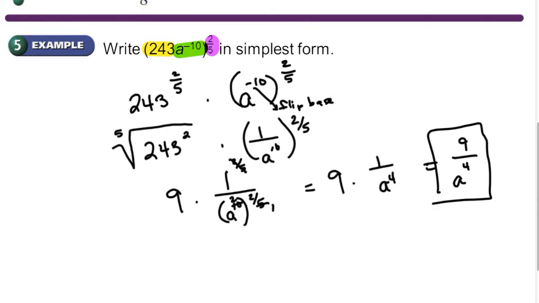Hopefully I didn't lose you, and hopefully that made sense. It's really not that hard. If you have any questions, please let me know. Otherwise, that concludes this particular example.